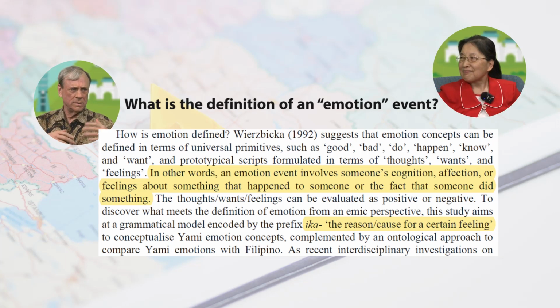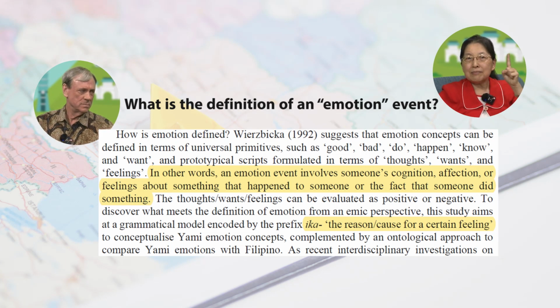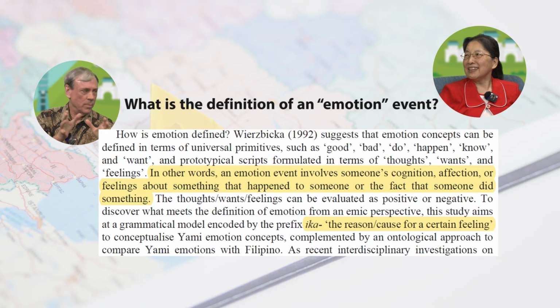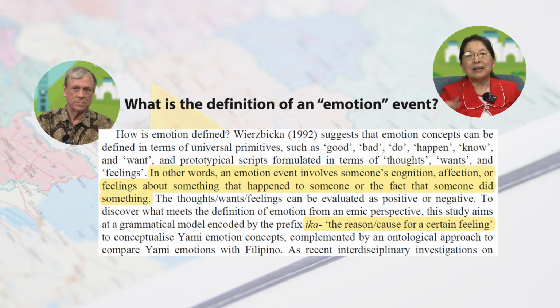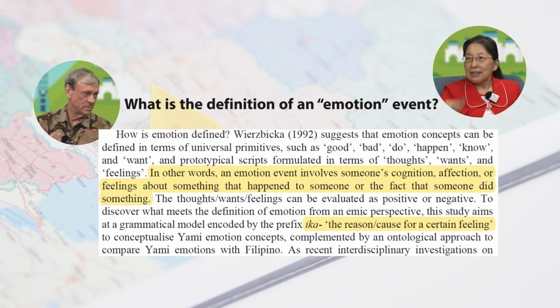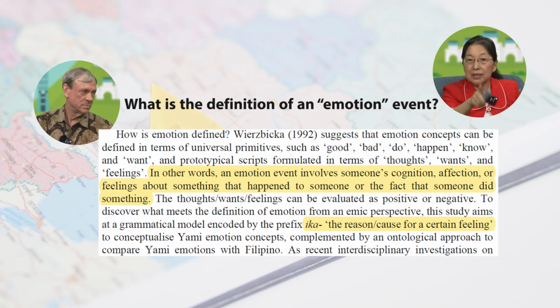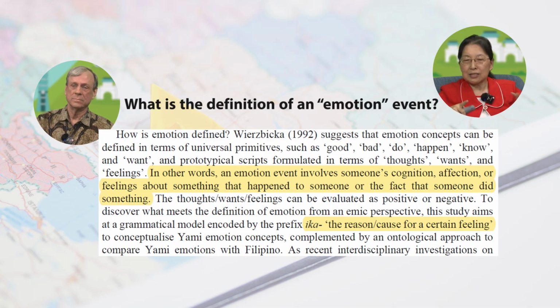So why does iga help you find these? "Iga" means the reason or the cause for a certain feeling. So they have a little root, a prefix that they add to all these things that talk about emotion. Because I studied Yami for so many years, I realized, aha, this prefix is a marker. Every time you see that, you're going to see some sort of emotion following, because the translation is "due to this, I have a certain feeling." That's why I use "iga" as the starting point.